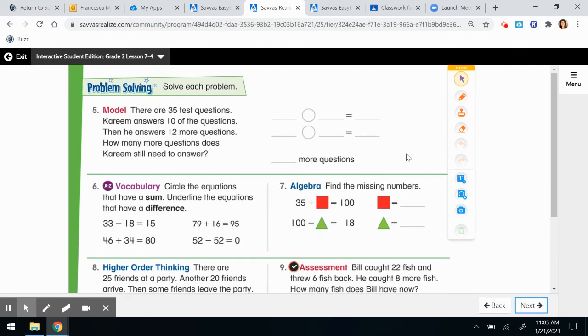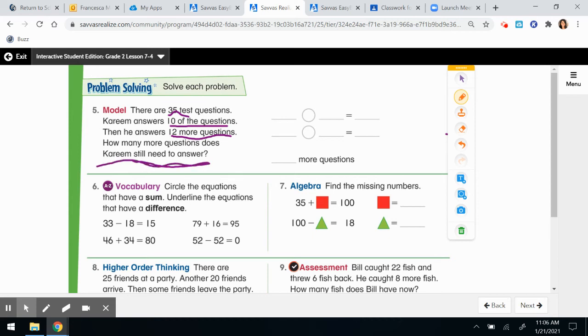All right, number 5 we're going to do together. There are 35 questions on a test. Okay, 35 test questions. I wanted to underline it. 35 test questions. Kareem answers 10 of the questions. Then he answers 12 more questions. How many questions does Kareem still need to answer?